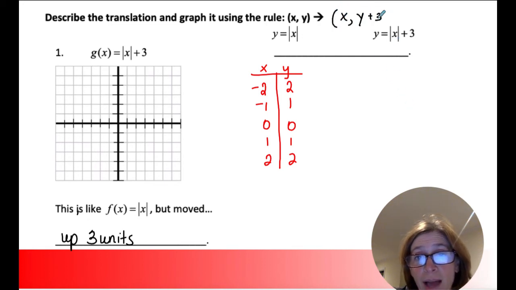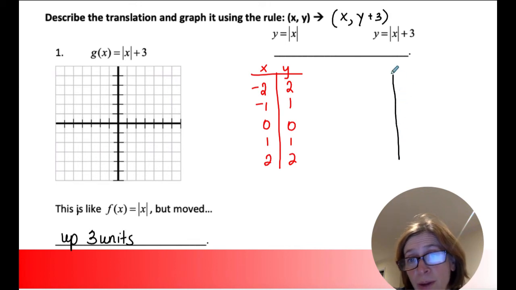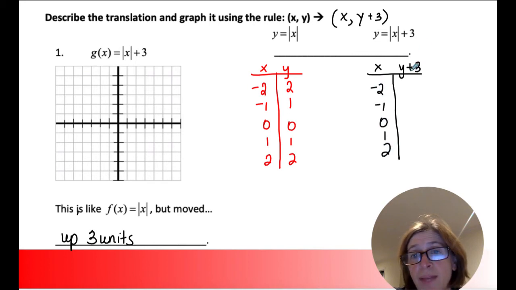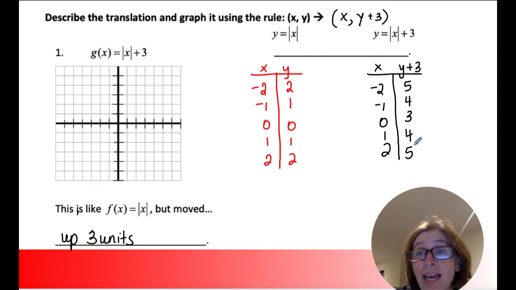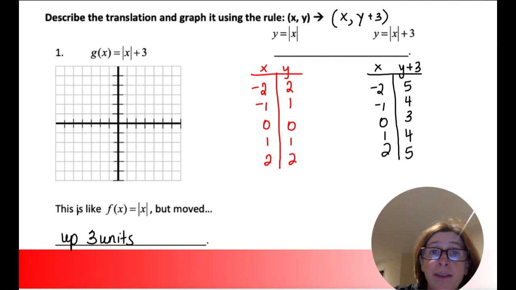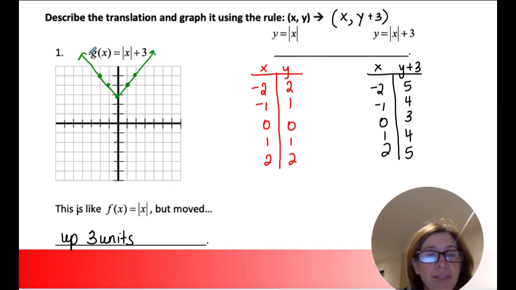All right, so I'm going to apply that rule to the parent graph. And that's going to give me -2, -1, 0, 1, 2, and what's that? 5, 4, 3, 4, 5. Again, noticing the y's do repeat on the absolute value graph. So -2, 5, -1, 4, 0, 3, 1, 4, and 2, 5. And you can see that we have the absolute value graph. All right, we moved these up.